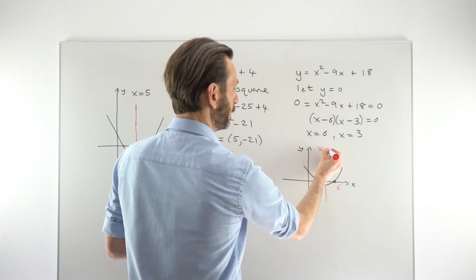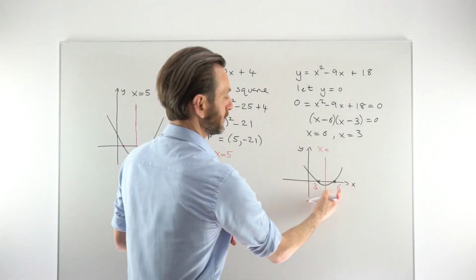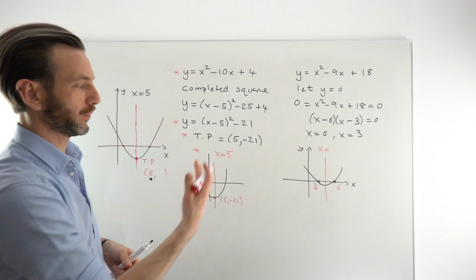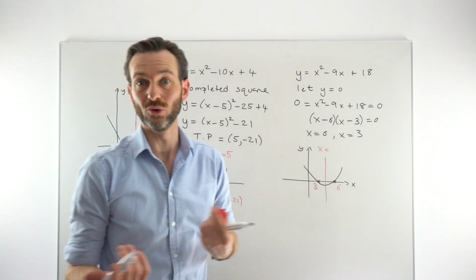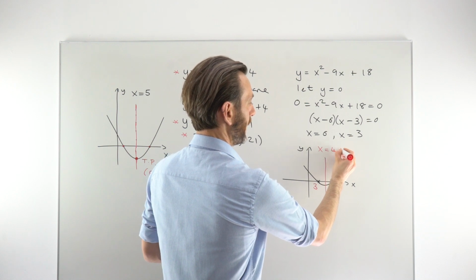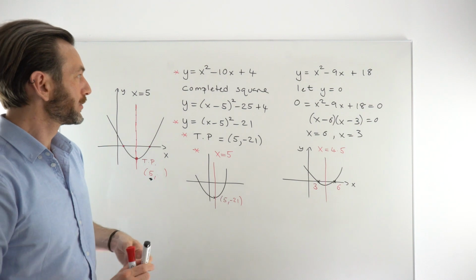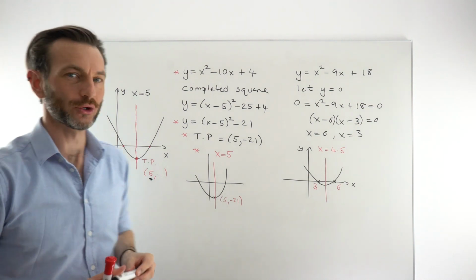So x equals whatever the midpoint of those two is. To get the midpoint, just add them together and divide by 2. So 3 plus 6 is 9, divide by 2 gives 4.5. So the line of symmetry has an equation x = 4.5. So that's basically how you find the equation of the line of symmetry.